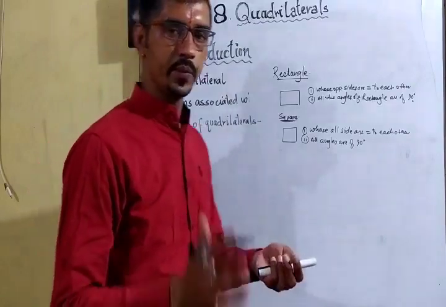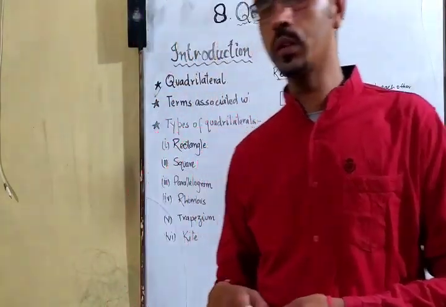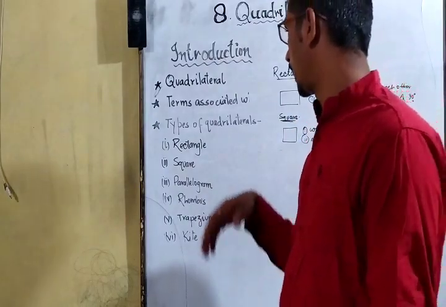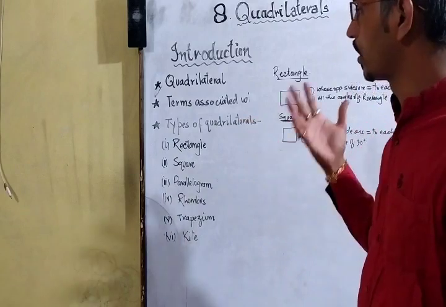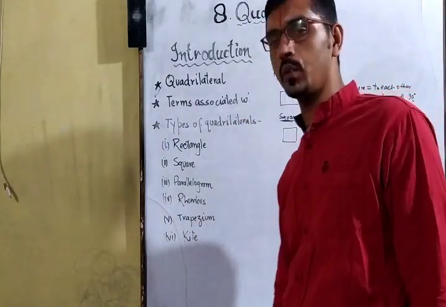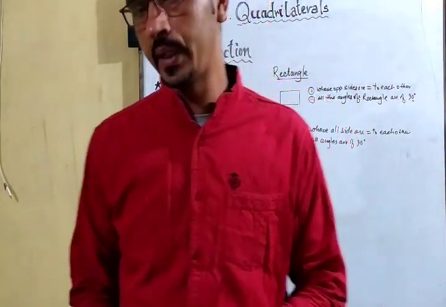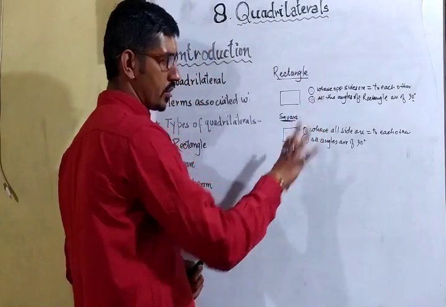So what you have to do, that means what you will write in the notebook: first introduction, quadrilateral. What is quadrilateral? Quadrilateral is the four-sided closed figure is known as quadrilateral. Then you will write the types of quadrilateral. And after that you will write the summary as well. Now, this is second pillar, that means two types of quadrilateral.